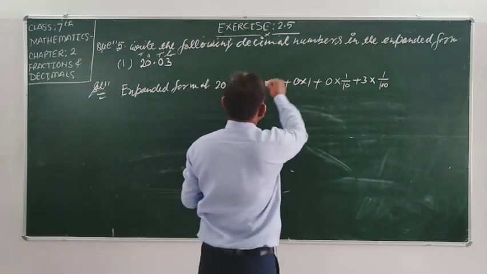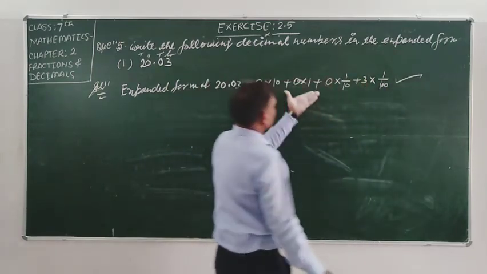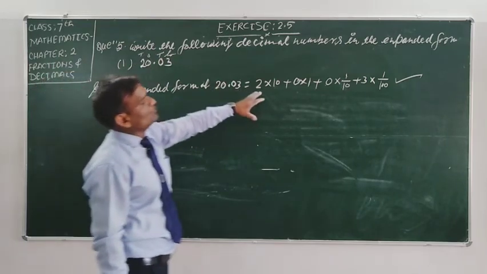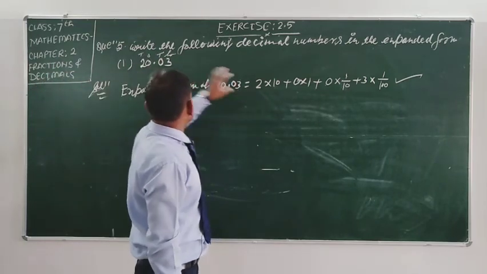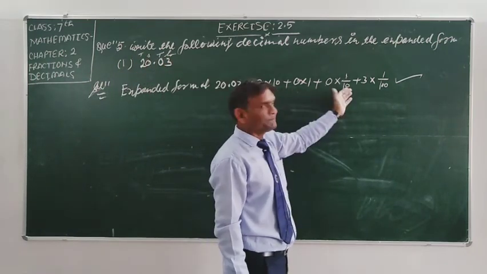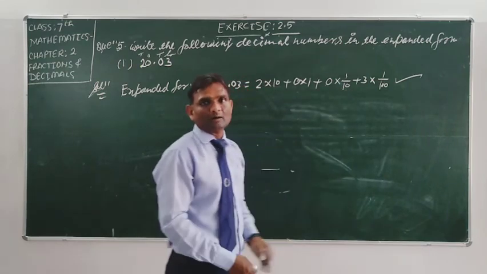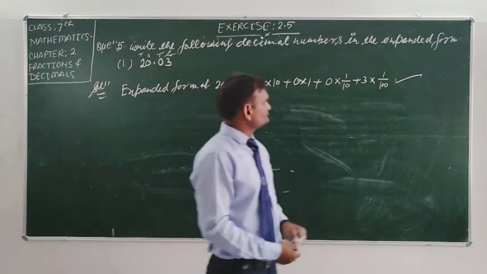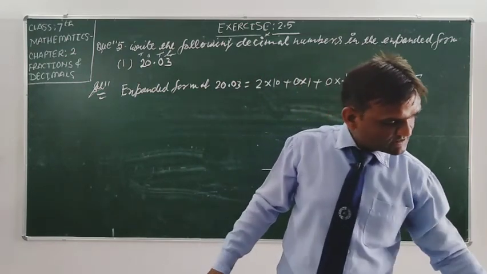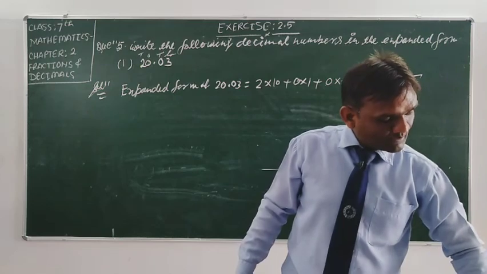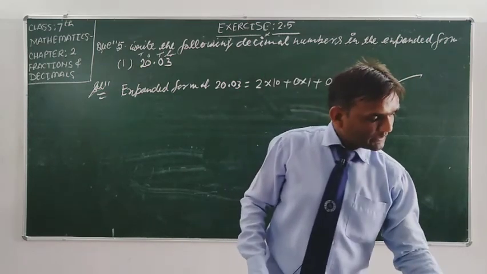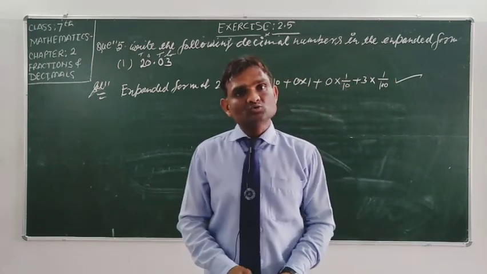So student, this is the expanded form of this decimal number. Very easy student. With place value you need to write each digit. Write every digit with its place value using a plus, that is the expanded form of the given number. So student, today I have discussed question number 1 to 5 of this exercise. So student, in my next video I will discuss question number 6, 7, 8 and 9. So thank you student, thank you very much.